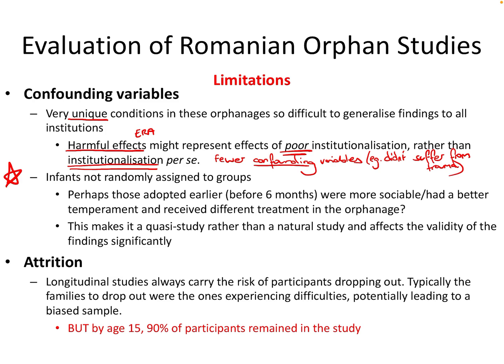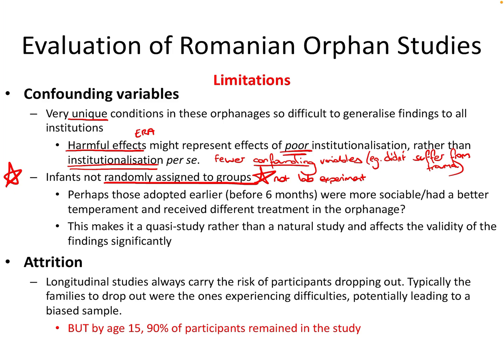However, this is probably the major point to consider when we're looking at the effects of institutionalisation that we've learned from Romanian orphan studies. The infants in Rutter's study were not randomly assigned to groups. It was not a lab experiment where the researcher puts everybody's names in a hat and everybody has an equal chance of being in the control or experimental groups. It wasn't that Rutter put all of the children's names in a hat and the first 50 or so names pulled out were adopted before 6 months, and the next names pulled out were adopted between 6 months and 2 years. It wasn't random like that. It wasn't a lab experiment.